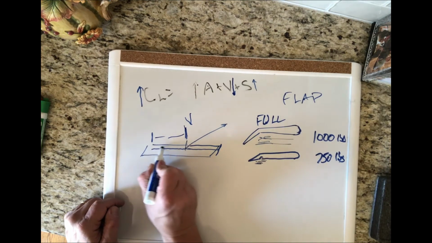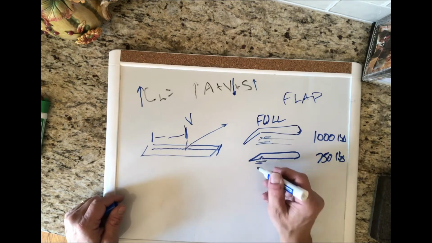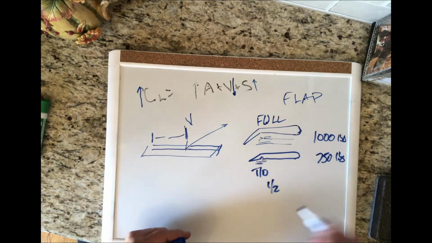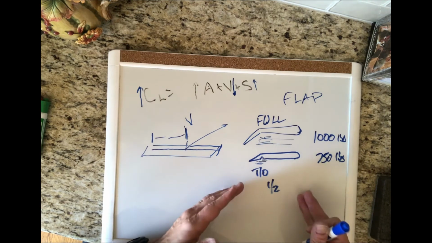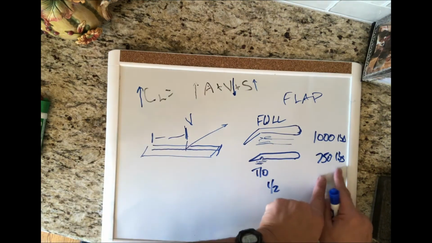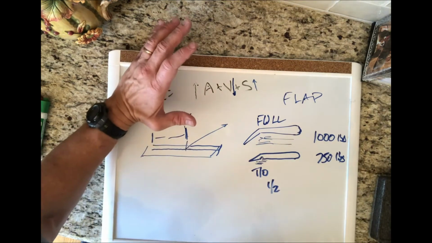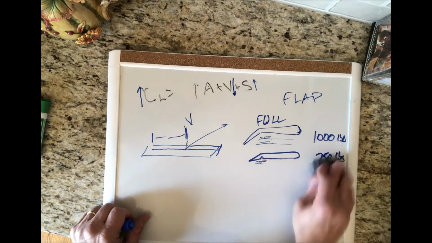Because remember, we want to get to this point as quickly as possible. So that's why we fly with what's called takeoff flaps or half flaps sometimes. Different airplanes have different terms. But the point is, for takeoff, we don't put the flaps down all the way because the drag is just out of control. But we still get a good amount of lift. So it's a good trade-off between a lot of drag and a lot of lift. And so that's why we take off at half flaps.